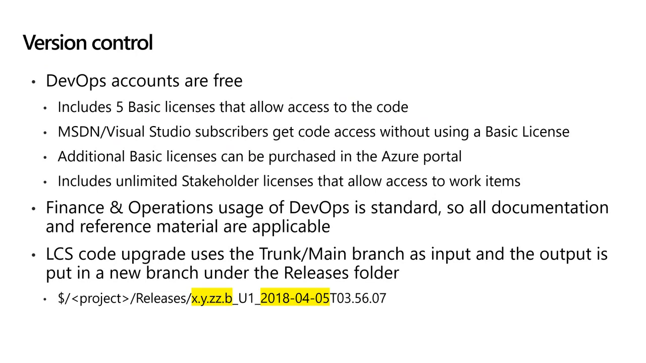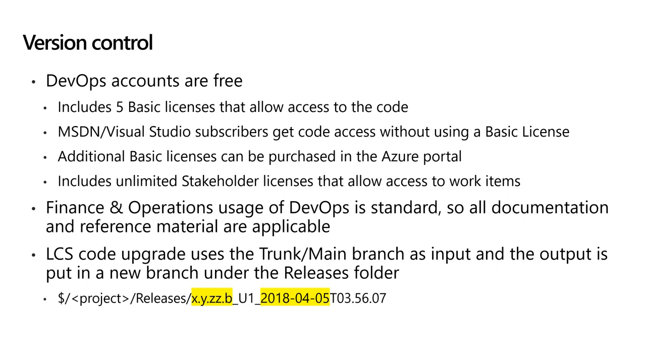MSDN and Visual Studio subscribers get code access without using a basic license, so you still have 5 available for other people. You can purchase additional basic licenses in the Azure portal, and a DevOps account includes unlimited stakeholder licenses that have access to the work items. The finance and operations usage of DevOps is standard, so all the documentation and reference material are applicable.